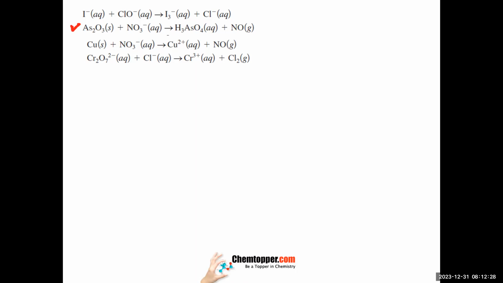Okay. And this method is half reaction method. We are dividing the equation into two half reactions. Ready for second equation? Second equation.